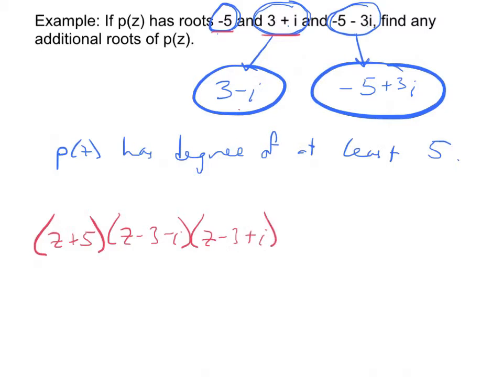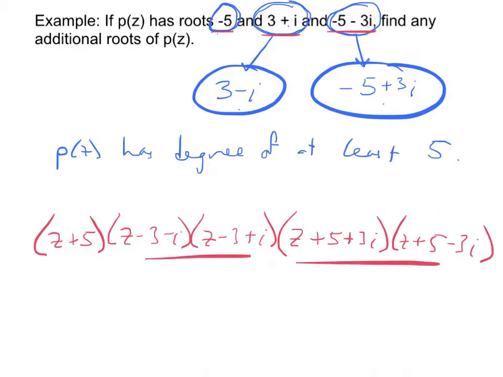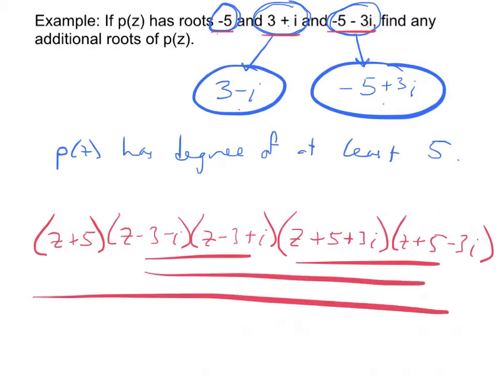By the way, before you start freaking out, I'm not going to have us FOIL this. Your negative 5 minus 3i would be z plus 5 plus 3i, and your negative 5 plus 3i would be z plus 5 minus 3i. If you really wanted to, you could FOIL these together and put the whole thing together. I'm not going to worry about it right now.